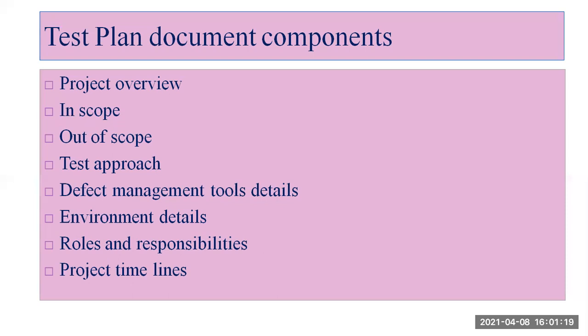Next one is in scope. In scope means, from a functional or non-functional perspective, what we are going to test, what kind of requirements we are going to test. Out of scope means what we are not validating in this particular release; a requirement that will not be tested is called out of scope.